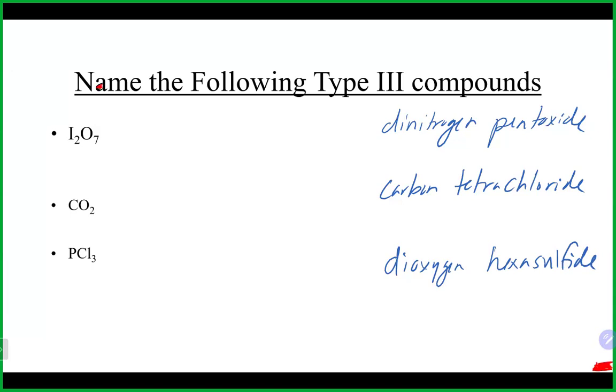Okay, so let's take a look at these. Like I said before, these really probably should be the quickest ones that you name and write formulas for. So when we look at this, I is a nonmetal, O is a nonmetal. So that tells you it's type 3. At that point, you should be really happy because there's nothing to balance, nothing to figure out charges. You simply just need to pick the right prefixes. So I2 means I have 2 iodines there, so the prefix for 2 is di. Iodine, we use the whole name there. The prefix for 7 is hepta, and oxygen gets the IDE treatment at the end.